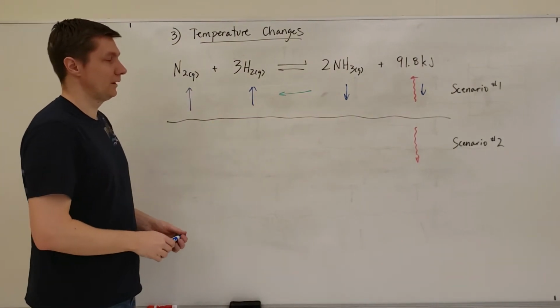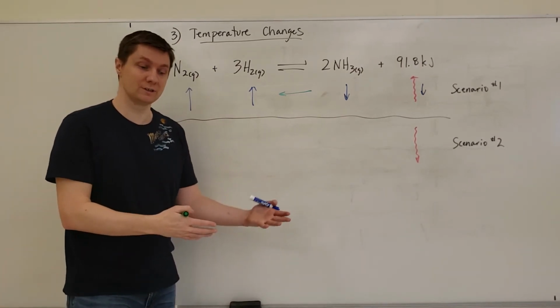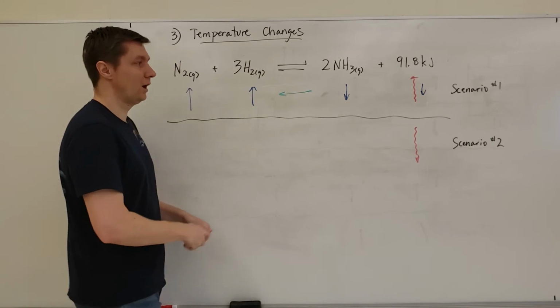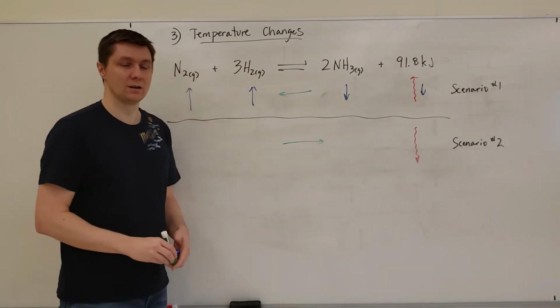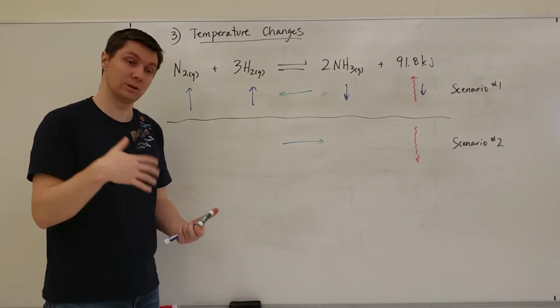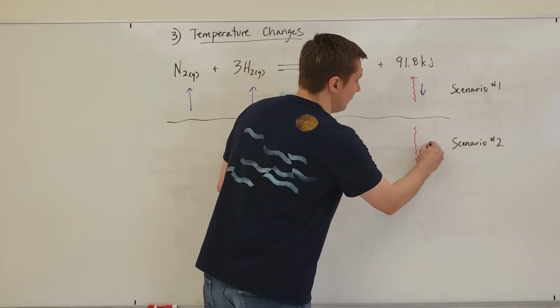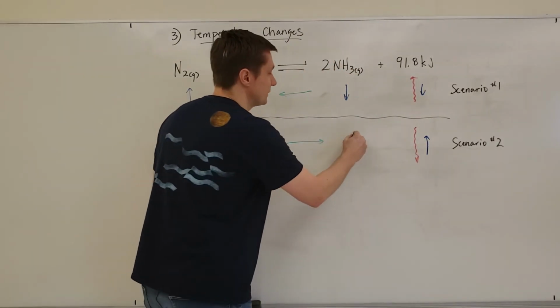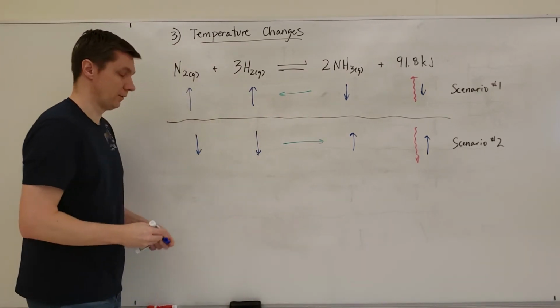If you look at scenario number 2, where instead we're not increasing the temperature but decreasing the temperature, then obviously you would see that the reaction would shift towards the product side to relieve the stress. In other words, it wants to make more heat because heat was taken out. And so then a forward reaction, you're going to see these arrows go up and these arrows go down.